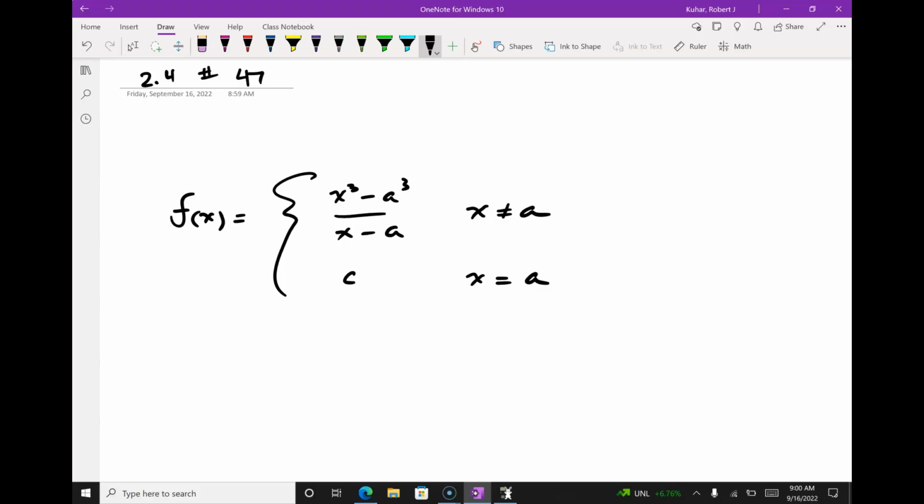So at one particular point, this function's got a hole in it, and I want to patch the hole with that height of c. Is that making sense?